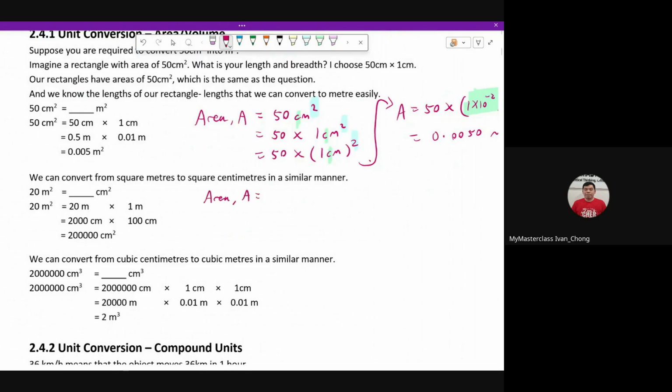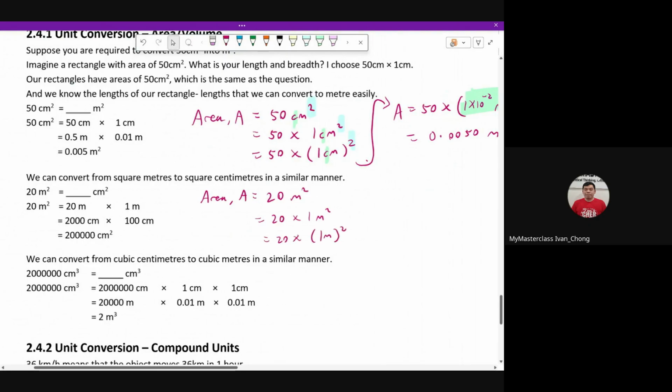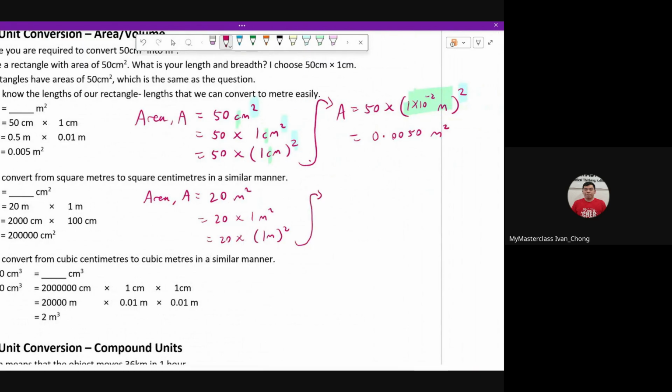This one is actually the opposite. You have 20 meters square. It's the same as 20 times 1 meter square, which is 20 times 1 meter, the whole thing squared. You will repeat the same step over here, but now I don't have the prefix. I will minus 2 cm and the whole thing squared. So if you press this in your calculator itself, you will end up with 1, 2, 3, 4.